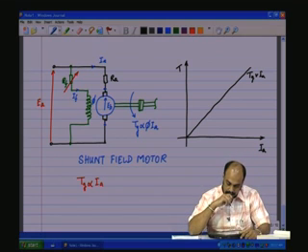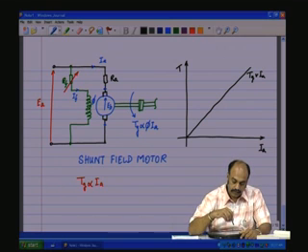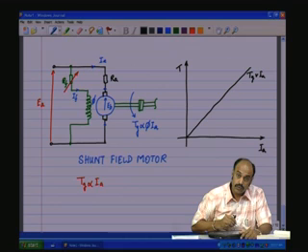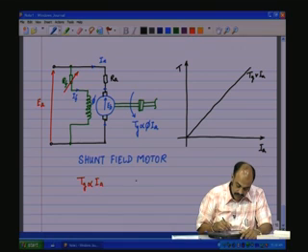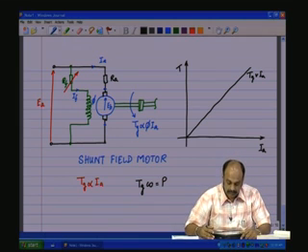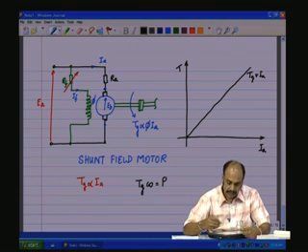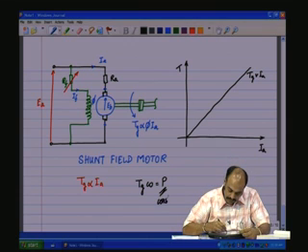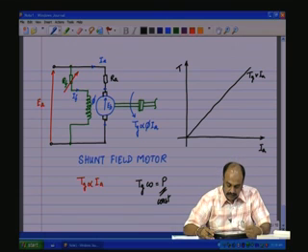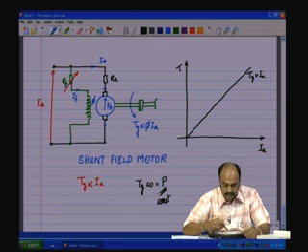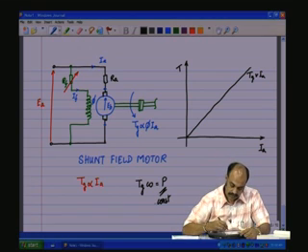Now, if we look at the shunt motor curve with respect to the torque with respect to the speed, what happens? Now, Tg into omega will be the power. Tg into omega is the power. Now, let us say we want to keep the power constant. So, when the power is constant, then Tg is inversely proportional to omega. That is, Tg is proportional to 1 by omega.